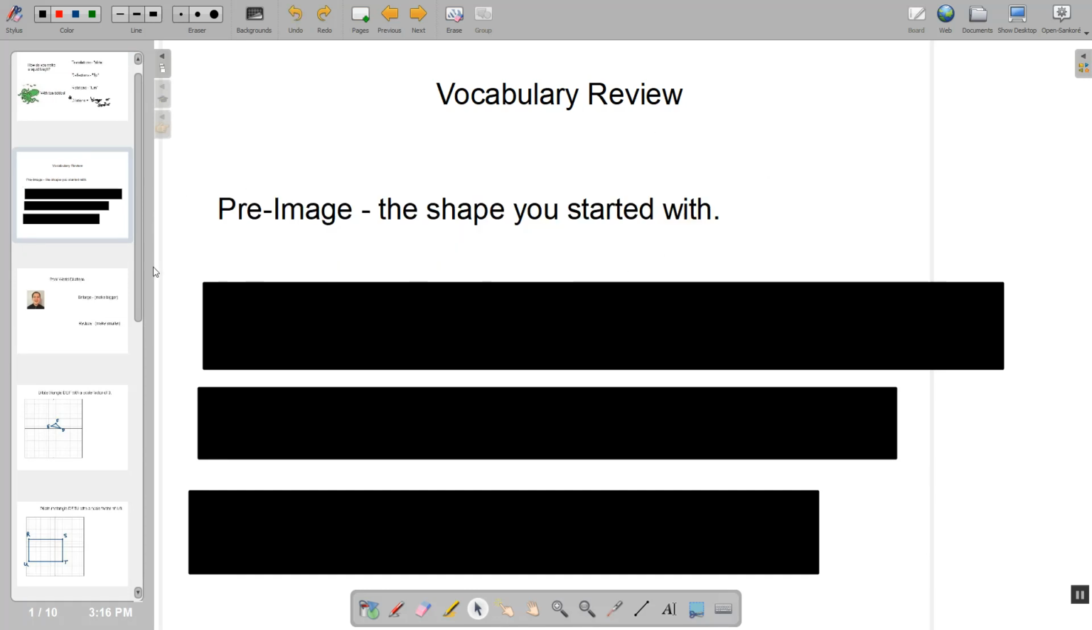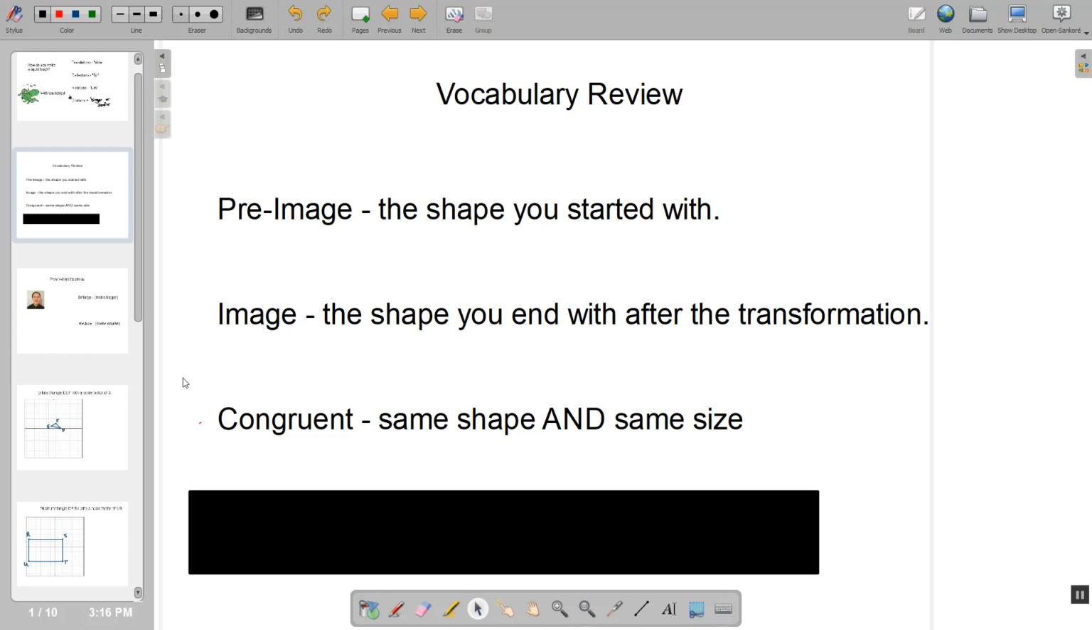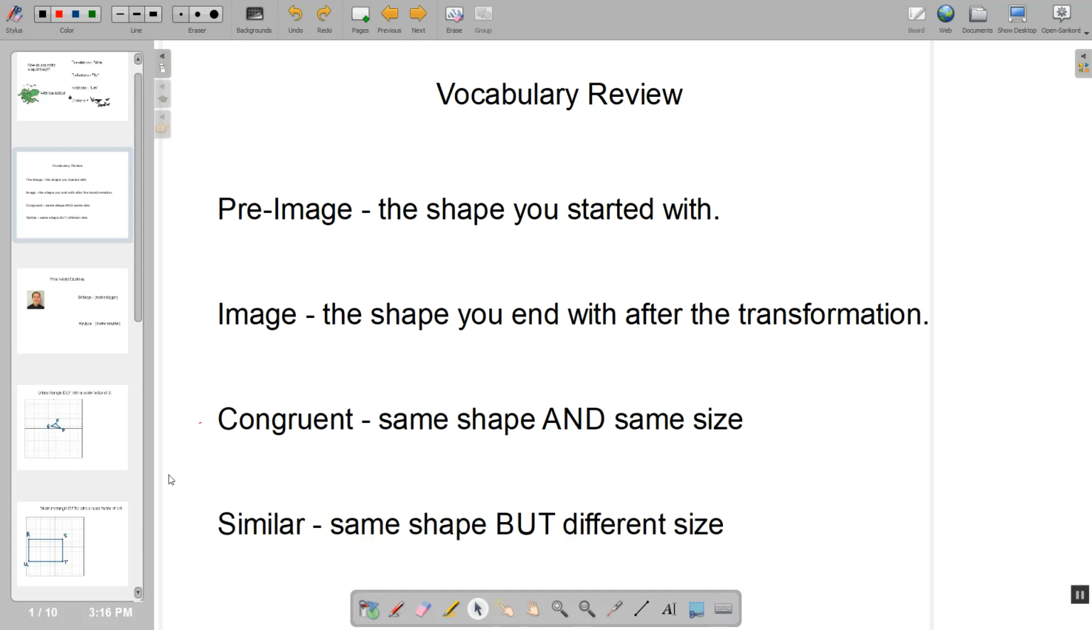The preimage is the image that you start with, the image being the shape that you end with after the transformation. So far in this unit, everything has been congruent. It's been the same shape and the same size with the preimage and the image, but now with dilations for the first time, shapes are going to be getting different sizes, but by definition, the shape itself should not change. So if I start with a right triangle, I need to keep a right triangle at the end of the process.